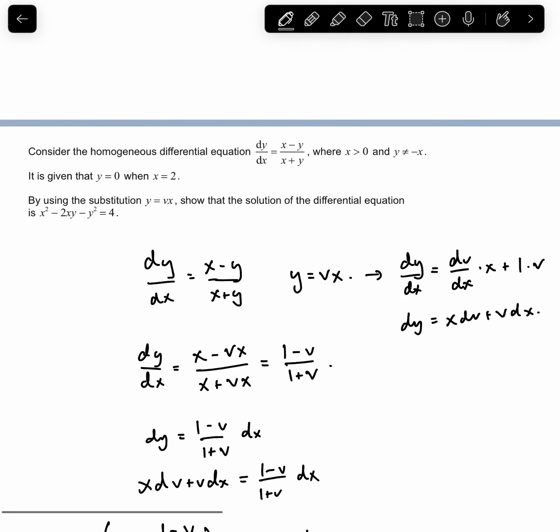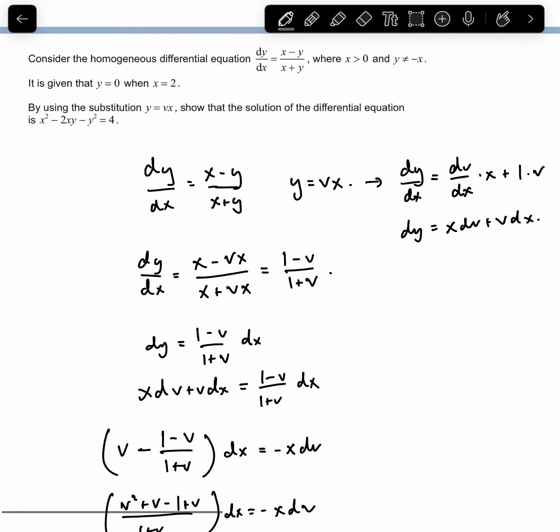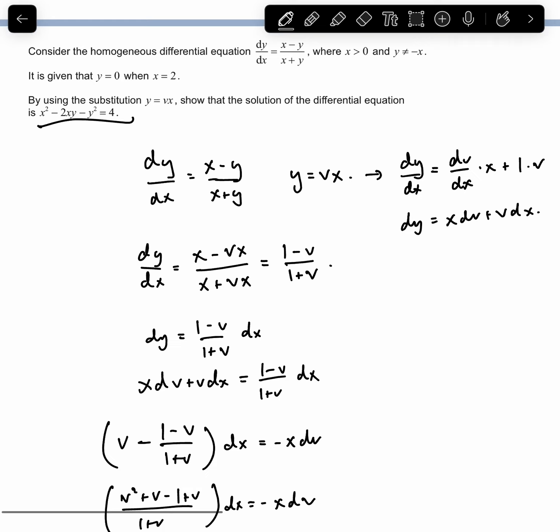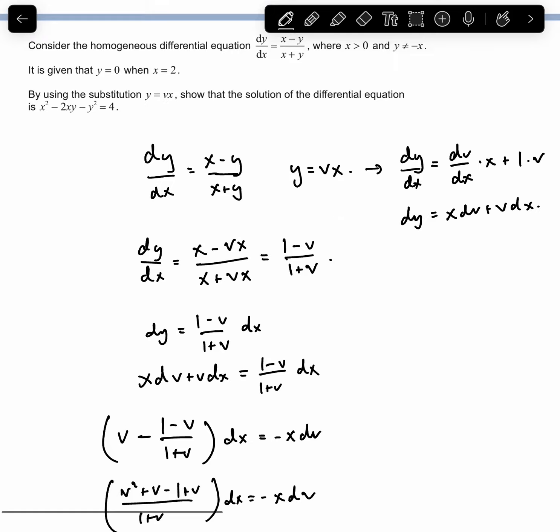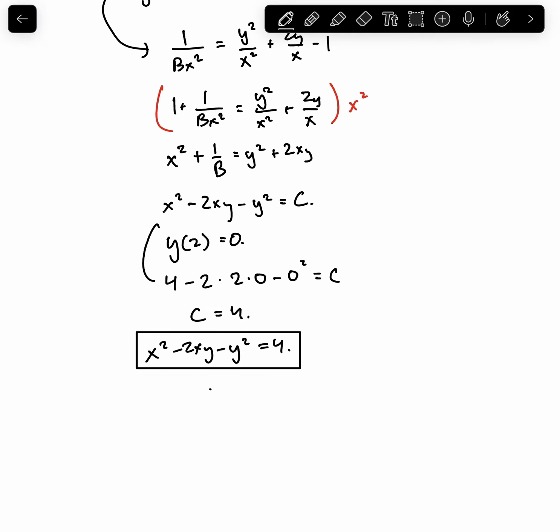And if they don't give a show-that question, you should always verify, or you don't have to, but if you are unsure, you can verify that the solution you have is a solution of the differential equation by just differentiating it and checking if it works. In this case, we don't need to because we've got the show-that, but that's just a general tip if you're unsure. But yeah, that's this question.